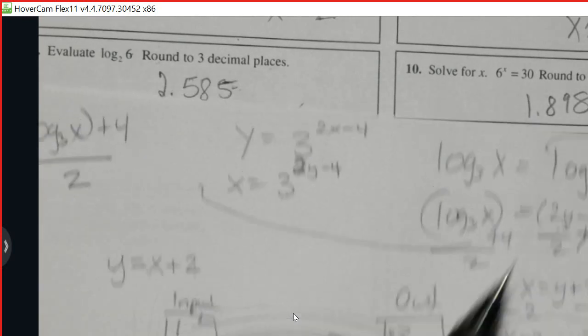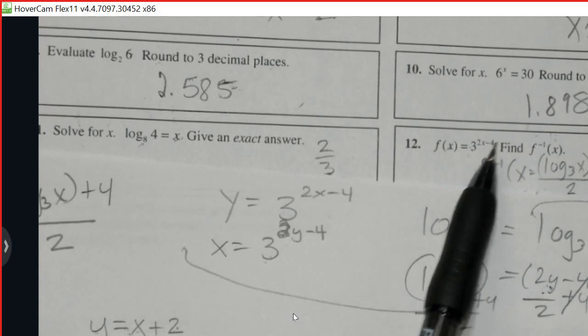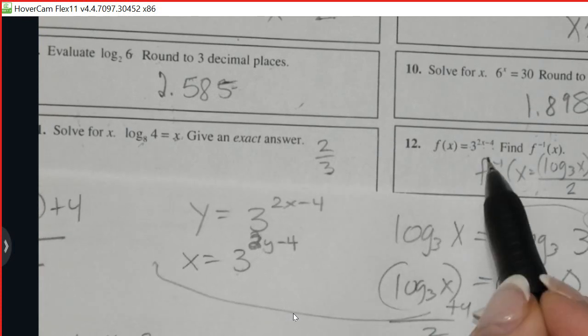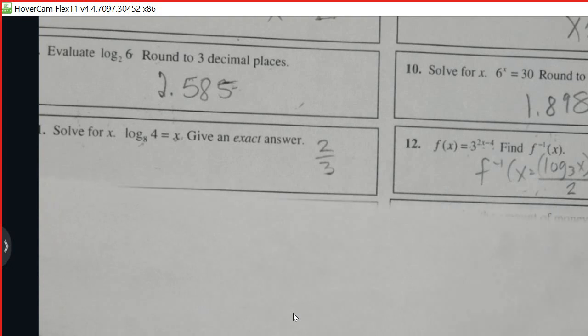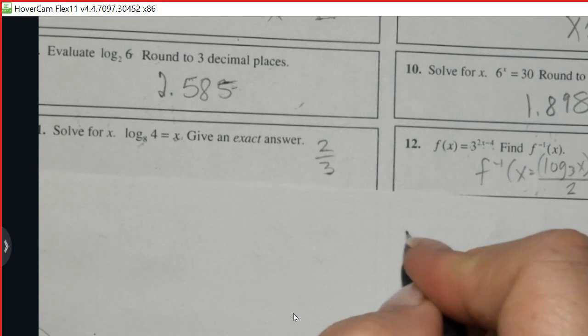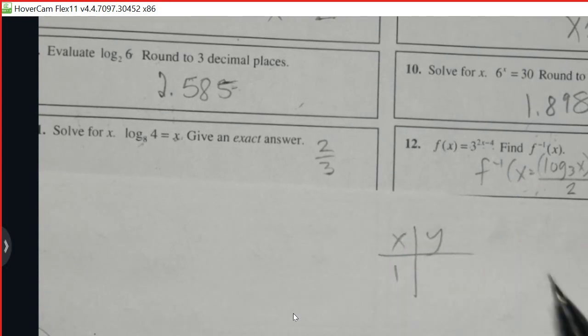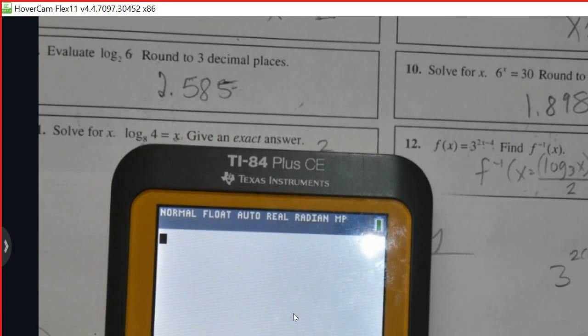So if I came to the original function, which is right here, and I came up with values here, I can demonstrate that. Let's just plug in something like 1. Let's just make it really, really simple. So if I plug in 1, I'd have 3 raised to the 2 times 1 minus 4. That would be, if I wanted to be really lazy here, 3 raised to the, well, 2 times 1 is 2, and 2 minus 4 gives us an answer of 0.1111, right? Okay, simple enough here.